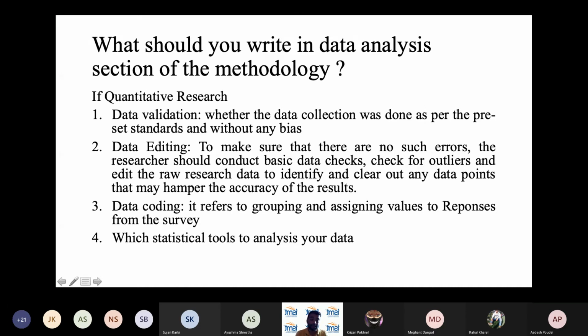Clear out any data points that may hamper the accuracy of the result, if there are any. And data coding refers to grouping and assigning values to the responses from the survey. Suppose you have asked 10 questions, 20 questions, so analyzing individual questions by individual response is difficult. So you are going to group.